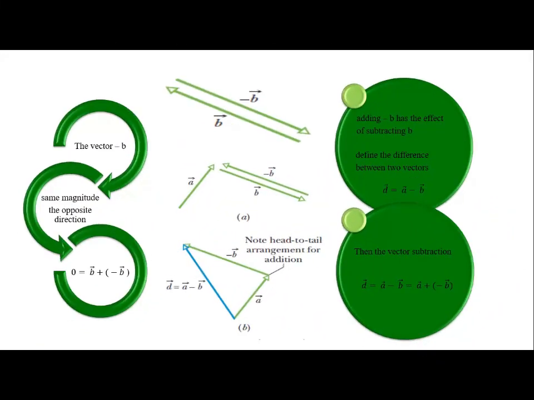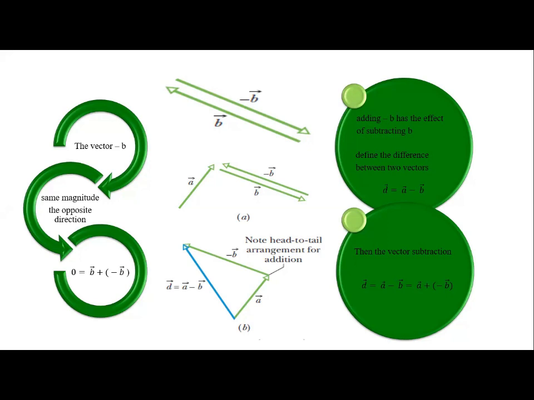The vector minus B is a vector with the same magnitude as B but the opposite direction. As you can see in the figure, adding the two vectors would yield 0. Thus, adding minus B has the effect of subtracting B. We use this property to define the difference between two vectors.